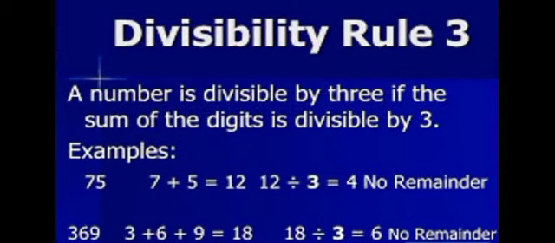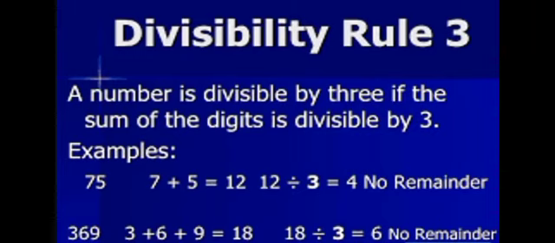Okay, now the divisibility rule of 3, meaning the divisibility test of 3. A number is divisible by 3 if the sum of the digits is divisible by 3. Let's take an example, 75. Here the sum of digits 7 and 5 is 12. 12 divided by 3 is equal to 4 and there is no remainder left. So it is divisible by 3.